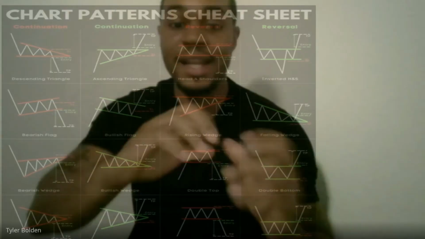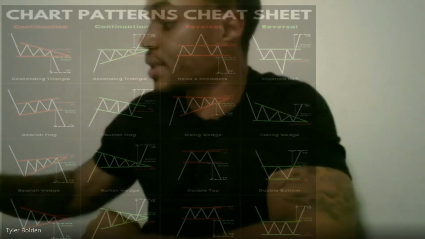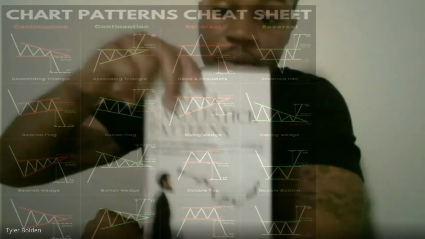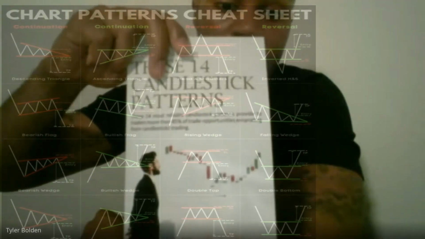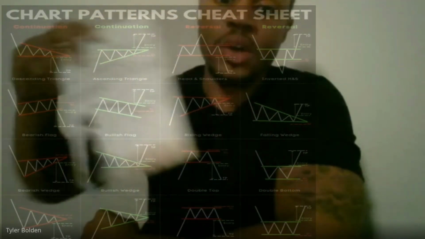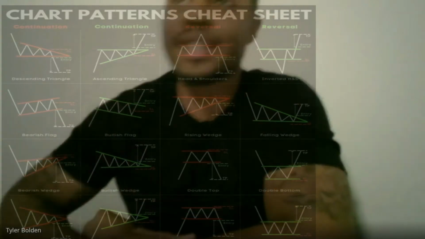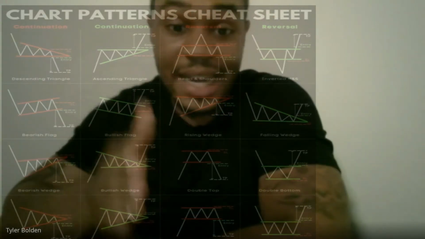That's another thing I wanted to ask you too. How were y'all determining that it's a triangle? Honestly, you just gotta look at these patterns. This is another good book, 14 Candle. This right here is another good book. I can look at a chart and I can see these patterns.